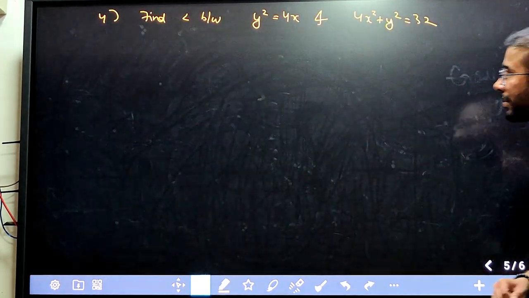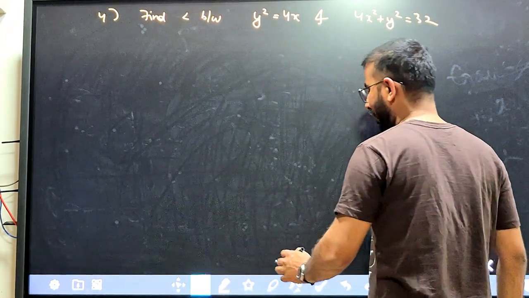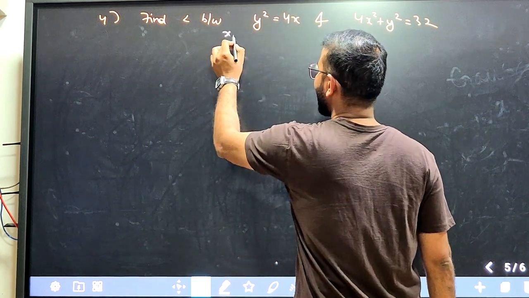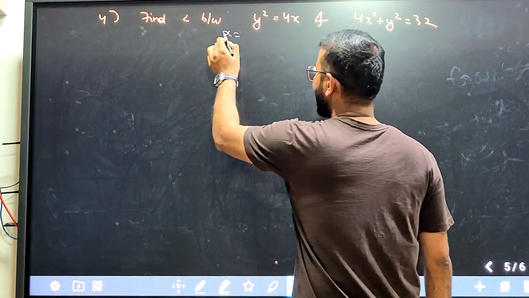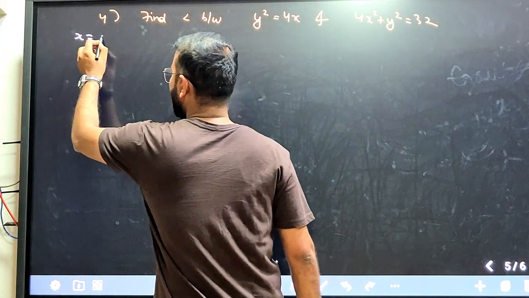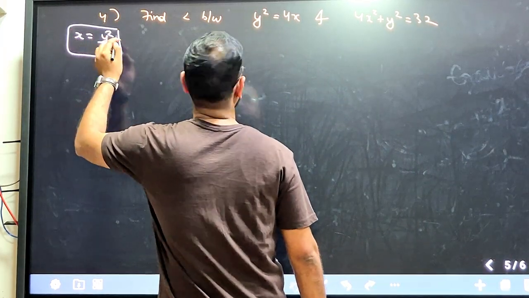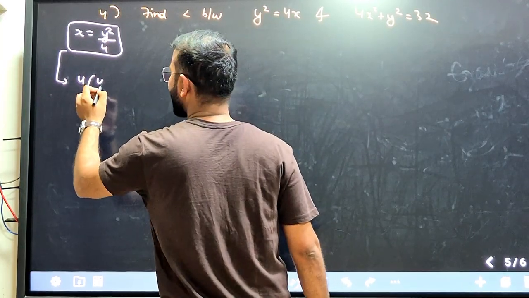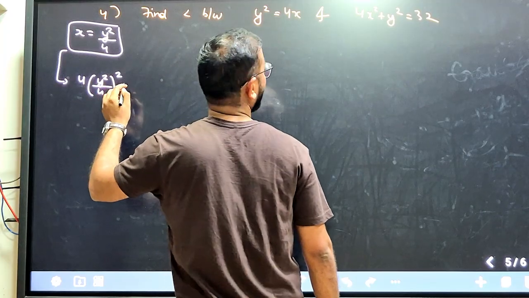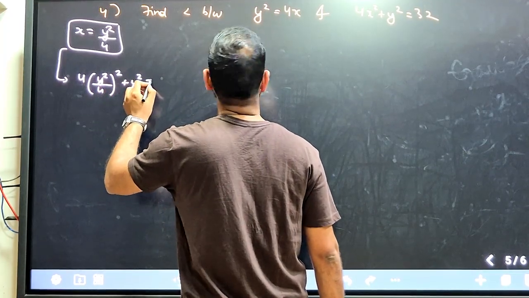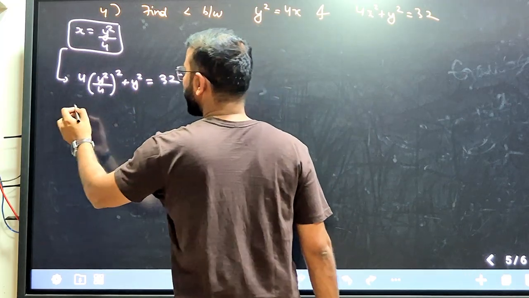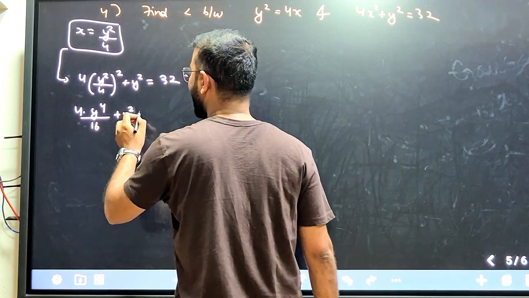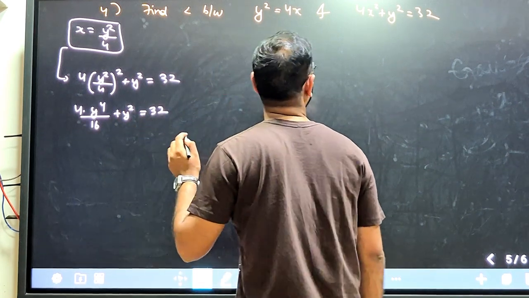Let's take the last second question similar to that. Okay, so let's do it fast. Step 1 is finding the point of intersection. What is the value of x? X is coming out to be y square by 4. We'll substitute this in the second equation. Second equation, what is that? 4 into x square. X square means y square by 4 whole square, plus y square is equal to 32. 4 into y power 4 by 16, plus y square is equal to 32.